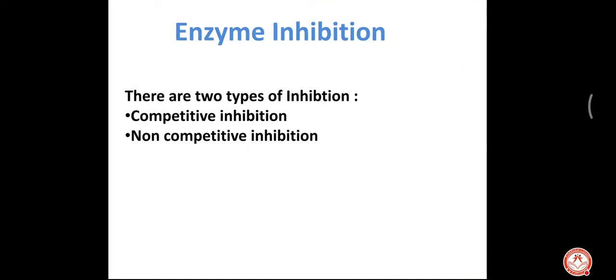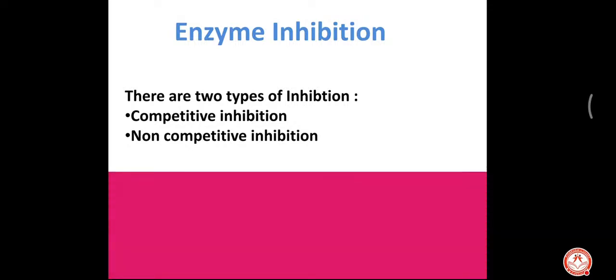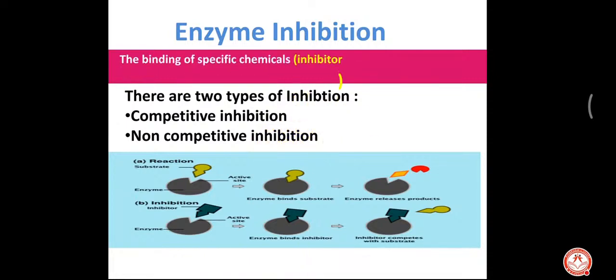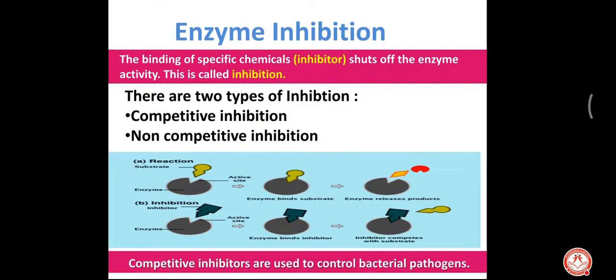Enzyme inhibition, a very important topic. There are two types of enzyme inhibition. One is competitive inhibition and another is non-competitive inhibition. The binding of specific chemicals, or we can say inhibitors, shuts off the enzyme activity. This is called inhibition.